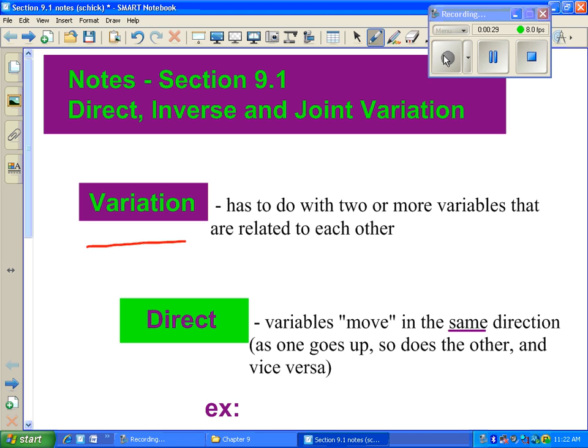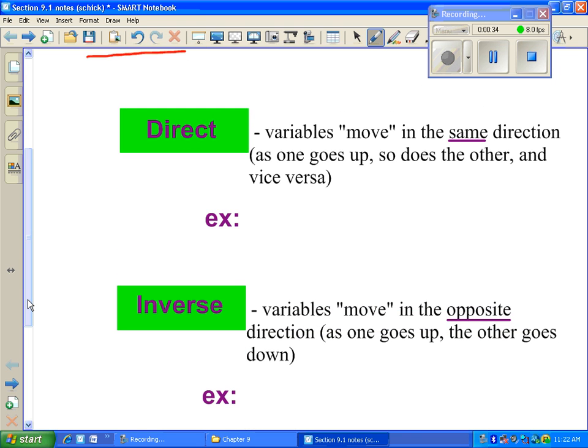When I deal with variations, I can either use direct or inverse. A direct variation is when variables move in the same direction. That means as one goes up, so does the other, and vice versa. What's an example of this? Well, the more I study, the better my grade is. The more I practice, the better I become. As one goes up, the other goes up. The more money I put into my savings account, the more money I have to invest.